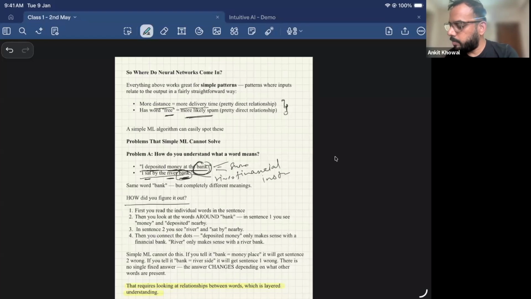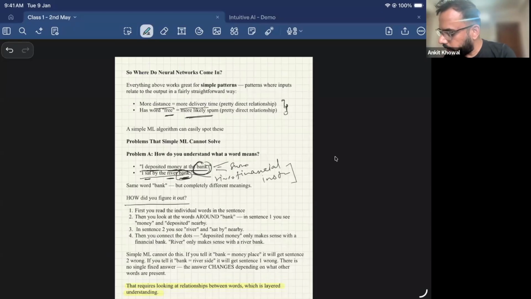It's not an easy problem to solve because there's no direct relationship over here. The above problems that we saw had a direct relationship, but here it's not a direct relationship. We'll have to be more intelligent. We have to take a layered approach to solve this problem, right? So how did we figure it out? We did check this part by looking at the context of the words.